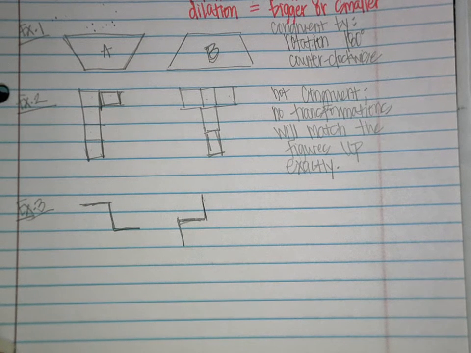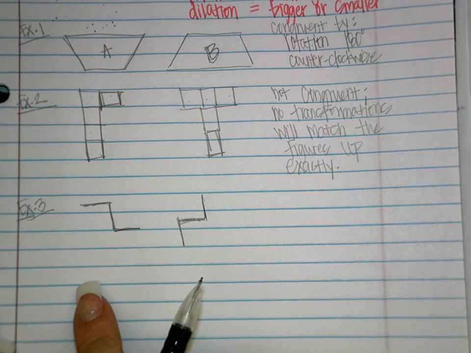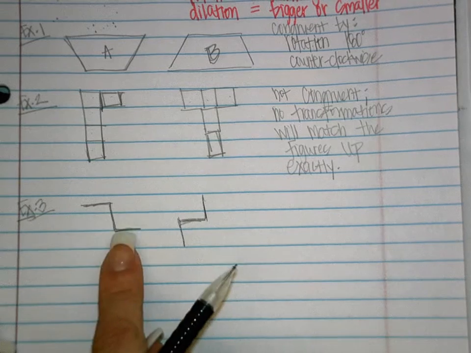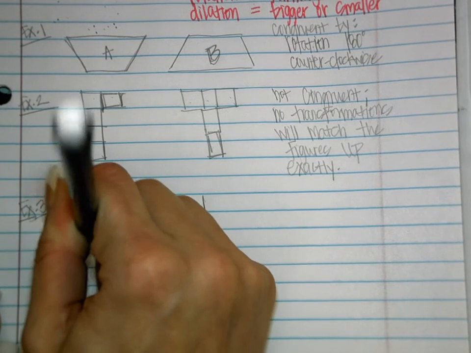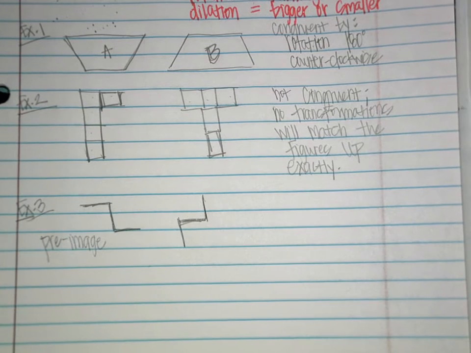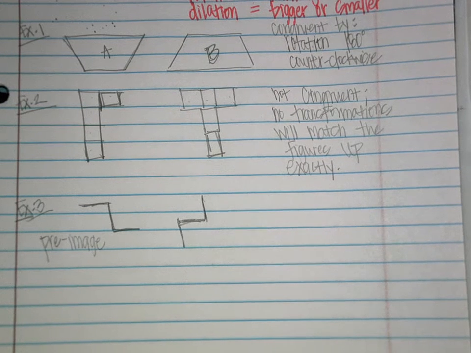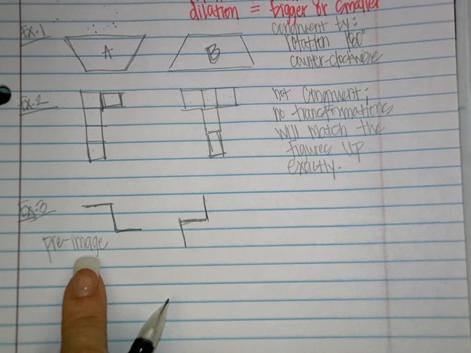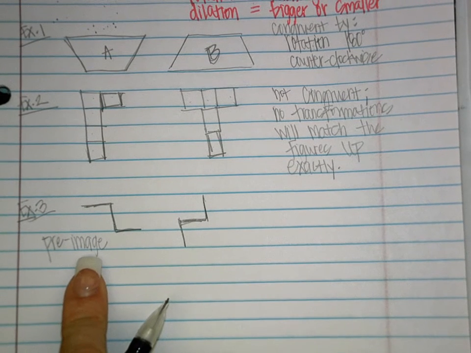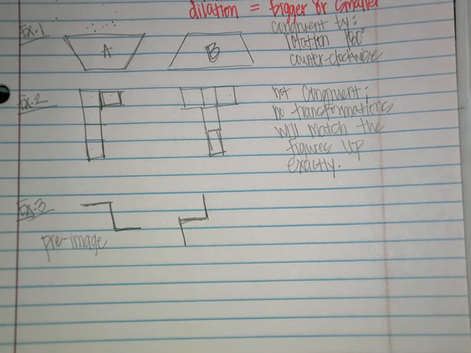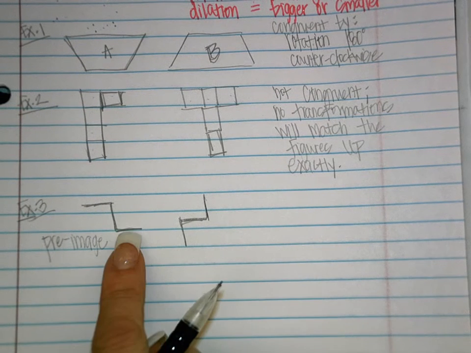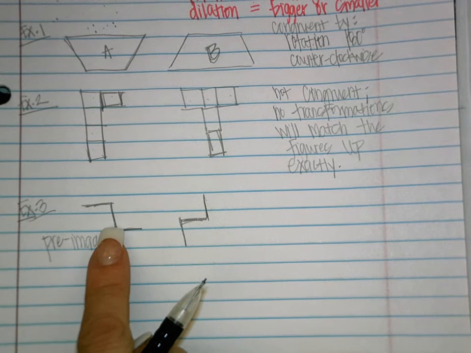I want to know what transformations could be used if the first figure is the pre-image. Okay, so this is something we call the pre-image. Pre-image just means how it starts. What would you have to do to change from here to here?